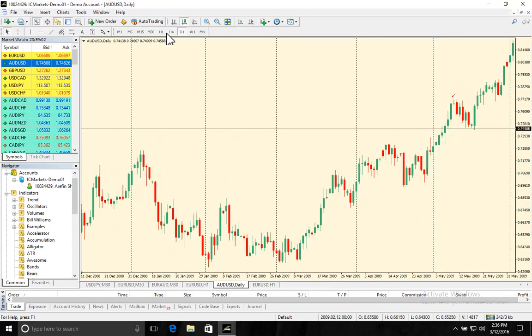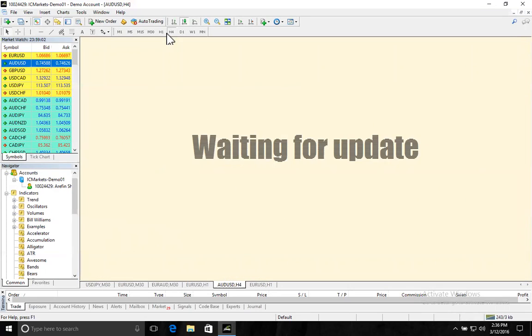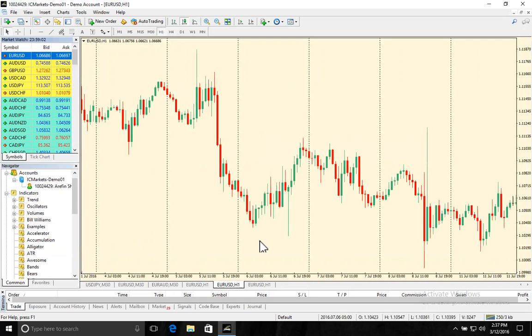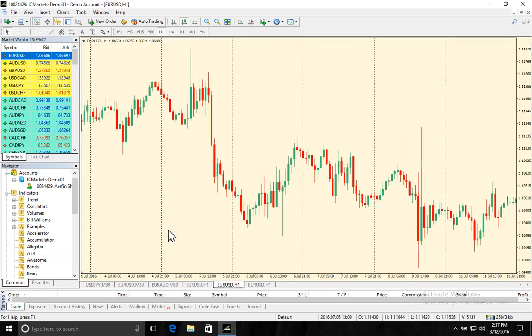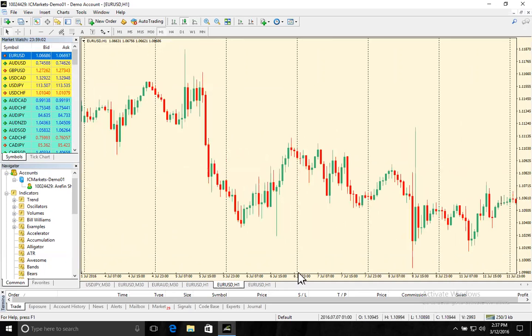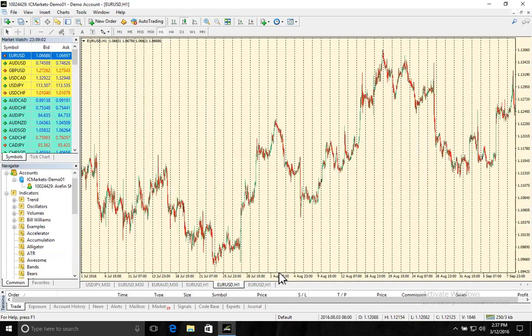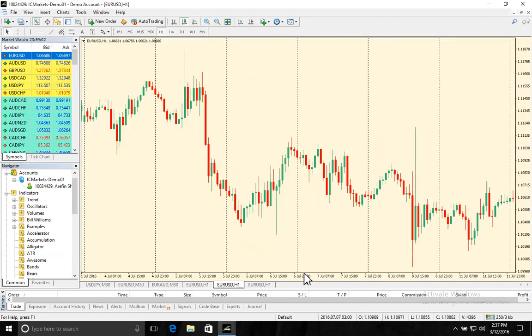So let's go to the 4 hours. 1 hour. Okay, so this is the 1 hour chart, and I think it can go up to 1st July 2016. So you can't go any further. Okay, so let's start from here.